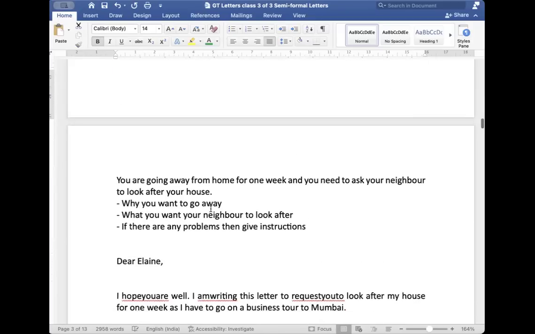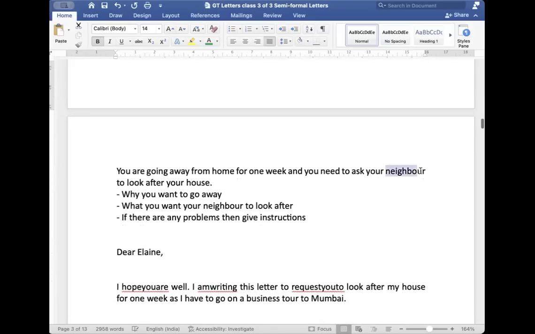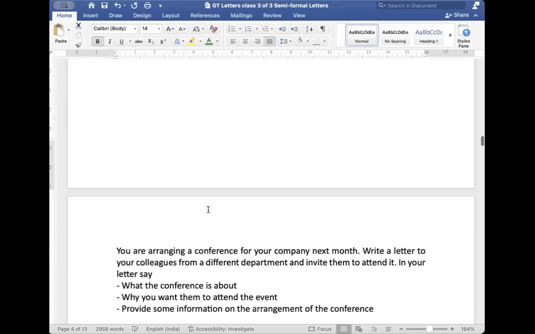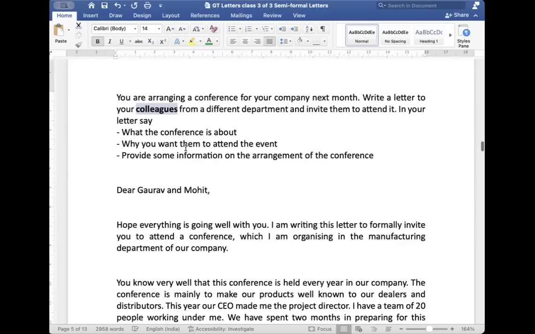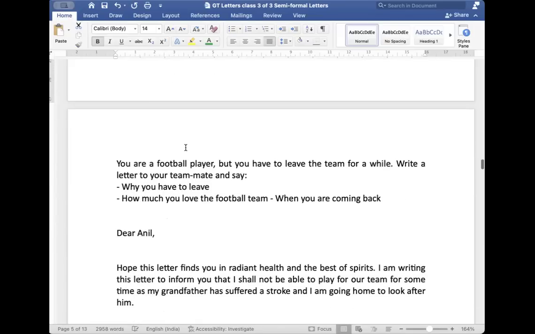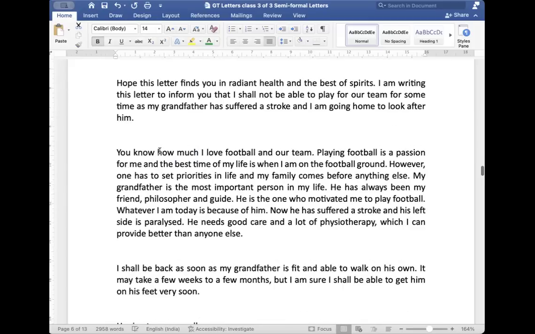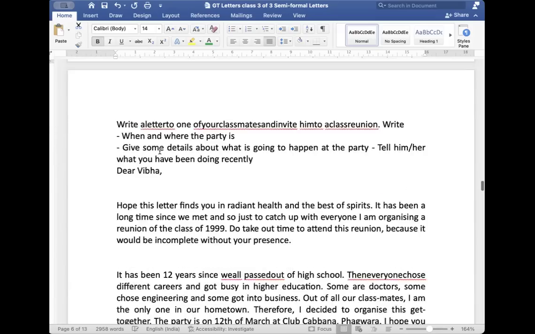Then this fourth letter is to a neighbor. A neighbor is also neither a friend nor formal, so it also comes in the semi-formal category. Then this next letter is to colleagues from a different department. Again, it is a semi-formal letter. Then the next letter is about a football player writing to a teammate. A teammate is neither your friend nor formal, so that is semi-formal. I hope all this is becoming clear to you.